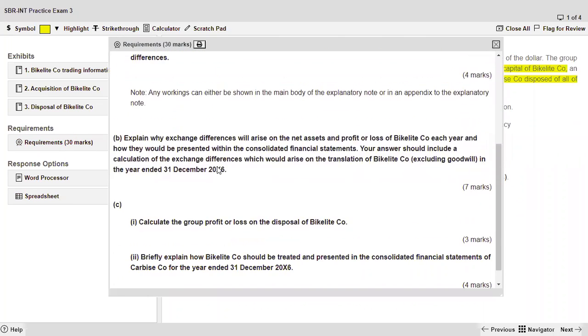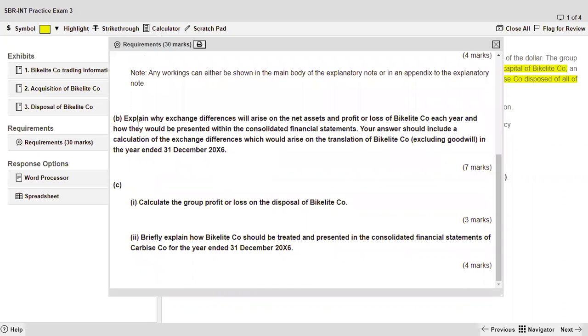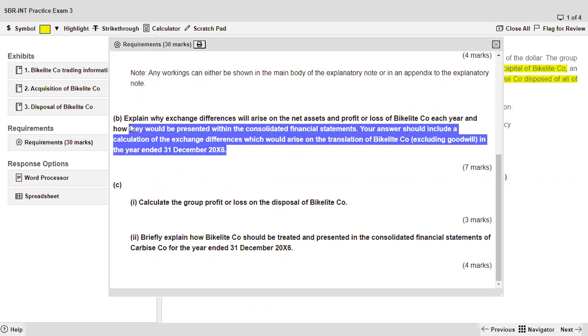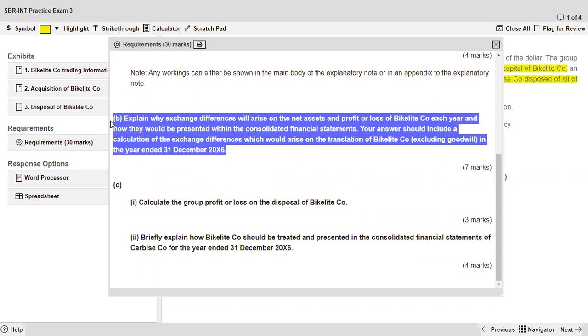Now, what is the next requirement? Explain why exchange differences will arise on the net assets and profit or loss of Bike Light each year and how they would be presented within the consolidated financial statements. Your answer should include exchange differences which would arise on the translation of Bike Light company, excluding goodwill, for the year ended 31st December 2006.